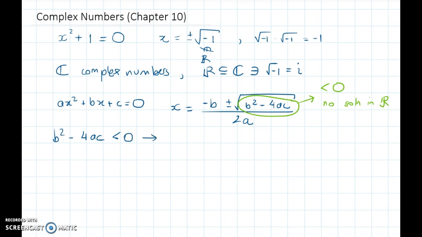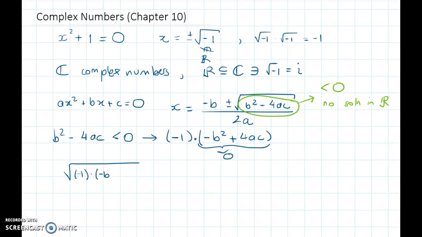Then what we do is rewrite this as the number minus 1 multiplying, and then we change the signs inside, so minus b squared plus 4ac. Now this second factor is positive. So when we try to take the square root of that, we have the square root of minus 1 multiplied by a positive number, and we can write this as the product of two square roots: the square root of minus 1 multiplied by the square root of minus b squared plus 4ac.